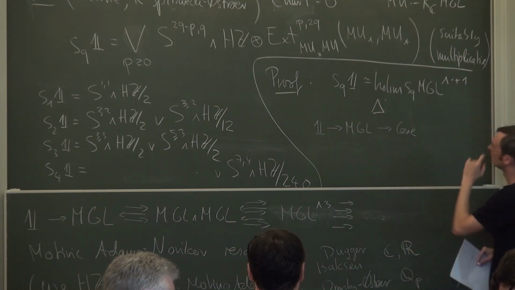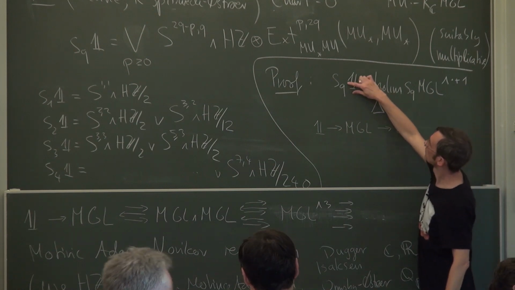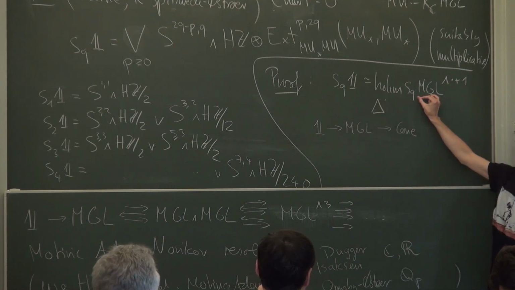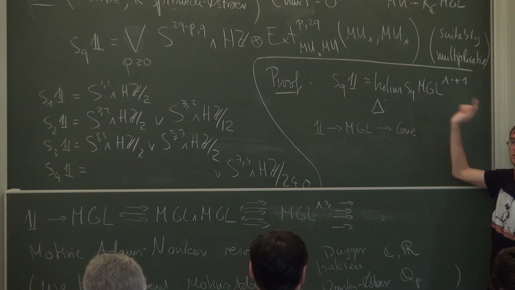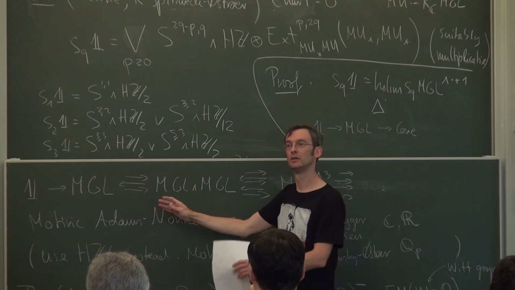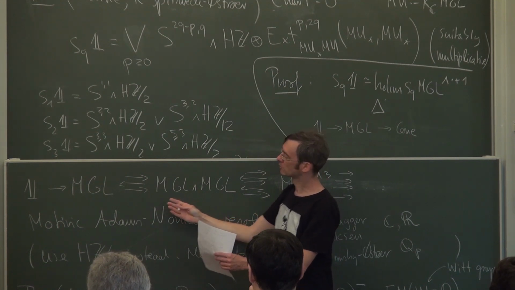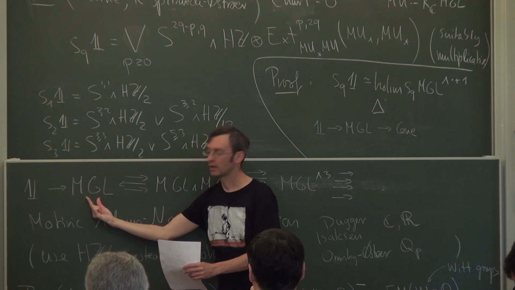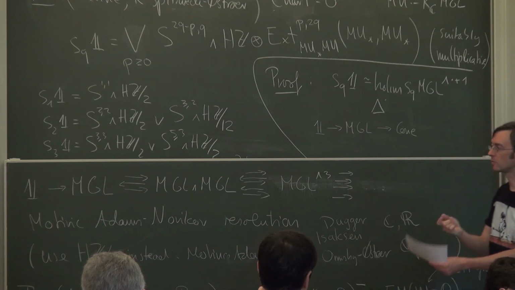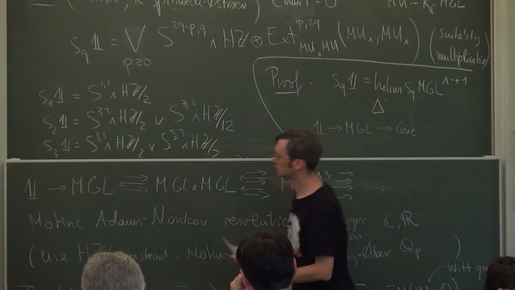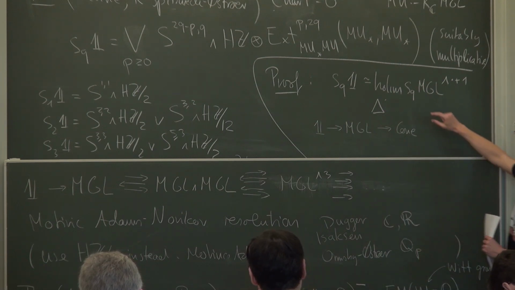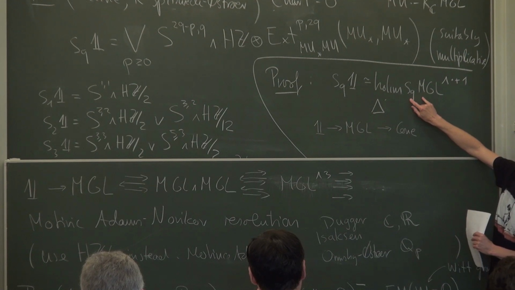And if you insert, instead of the sphere spectrum, MGL, so you smash this with an extra copy of MGL, the homotopy limit has a very simple form. Imagine smashing this with an extra copy of MGL. Then you have the action of MGL on itself, which can be used to split this co-simplicial diagram. So the homotopy limit is then just the initial term, and this passes through also on the level of slices.